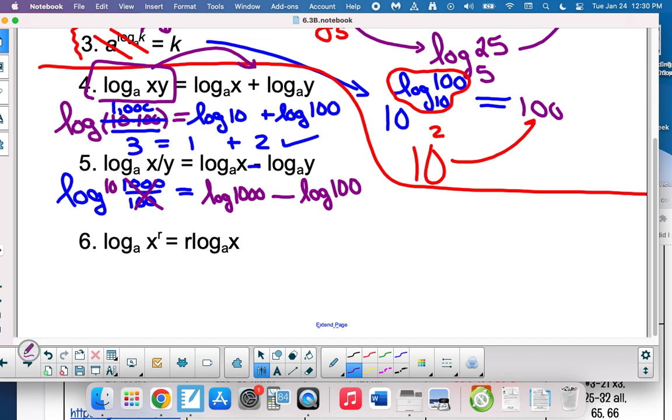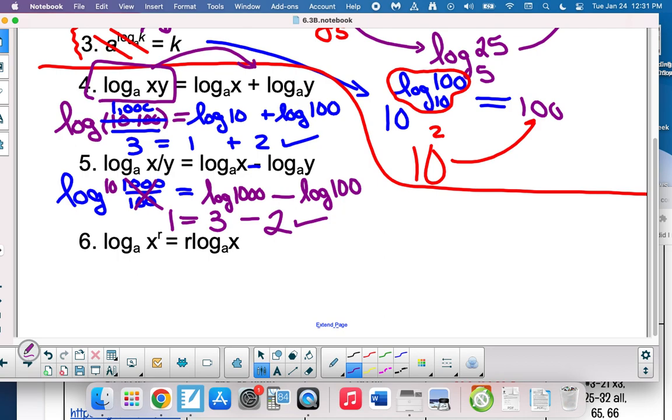1. 1 equals... okay, Allison said 1. Are you guys agreeing with her? You're okay with this? Log of 10 is 1. Log of 1,000 is what? 3. 10 to the third is 1,000, yep. Minus, log of 100 is? 2. Yay, we did it. Would you agree that 1 equals 3 minus 2? Yeah, okay, it works.